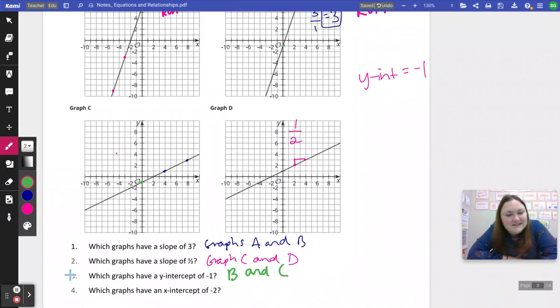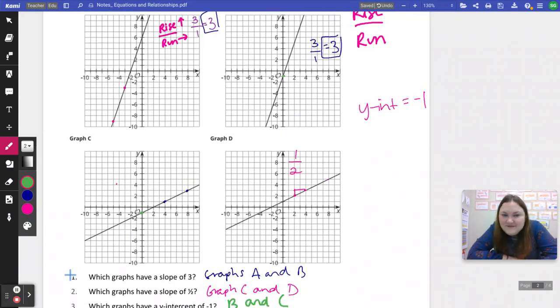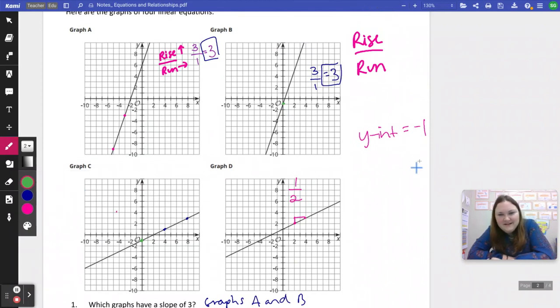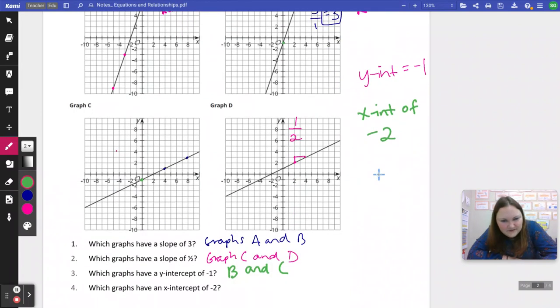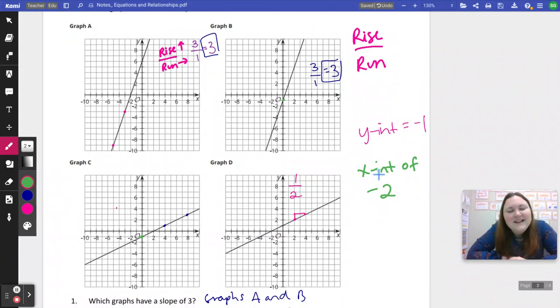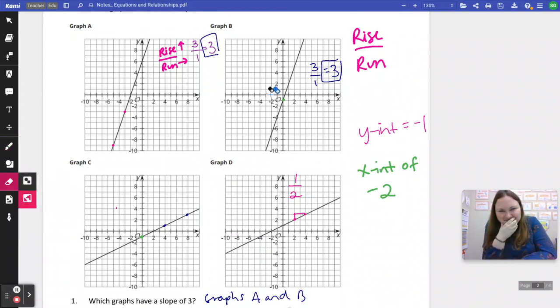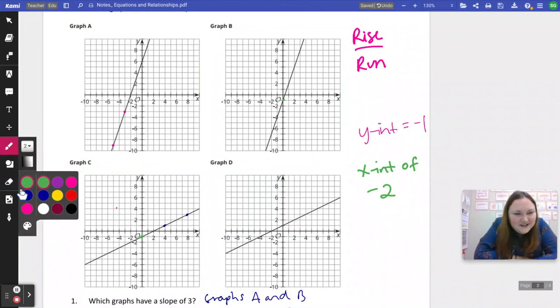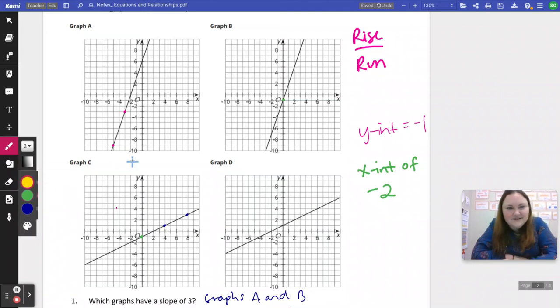The last one, number 4, says which graphs have an x-intercept of -2? Just like I did earlier, I'm going to come up here and write x-intercept of -2, just so you can see all the graphs at once on your screen. And one last time, pause the video and see if you can figure out which graphs have an x-intercept of -2. Okay. The last part of this is going to be looking at our x-axis. I'll do this part in yellow.